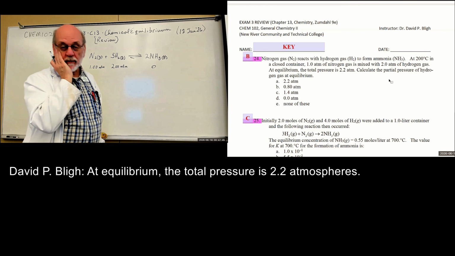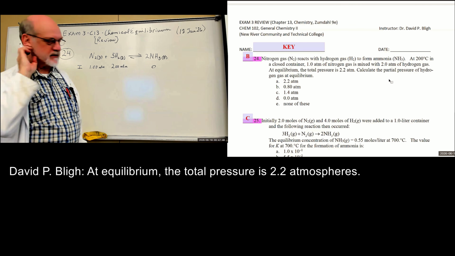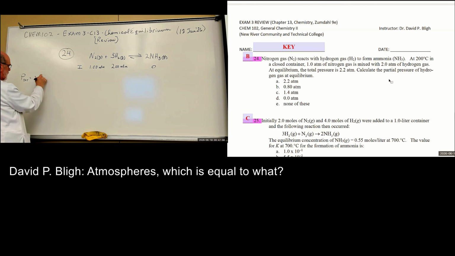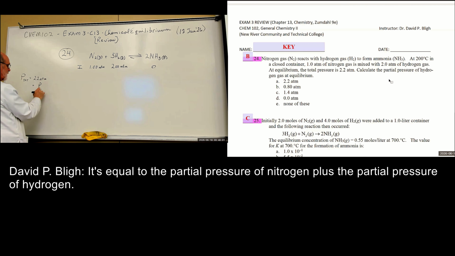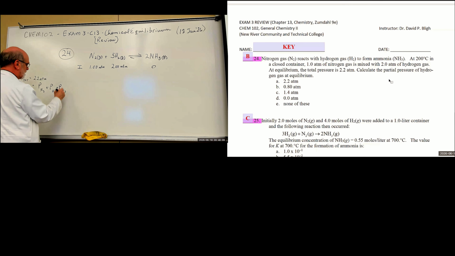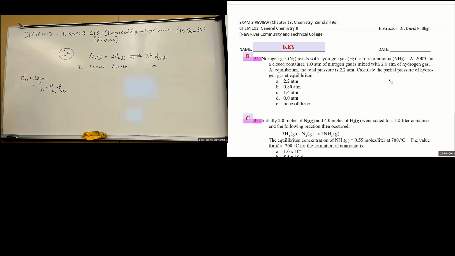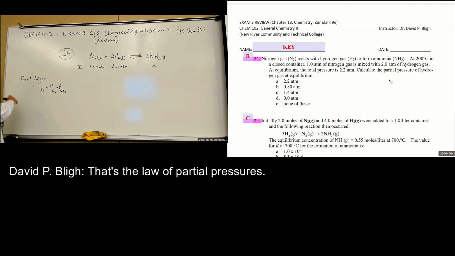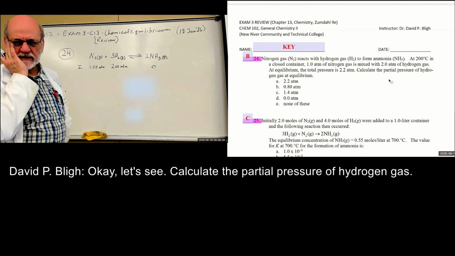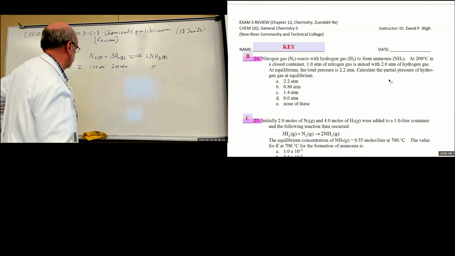Okay, at equilibrium, the total pressure is 2.2 atmospheres, which is equal to what? It's equal to the partial pressure of nitrogen plus the partial pressure of hydrogen plus the partial pressure of ammonia. That's the law of partial pressures. Okay, let's see. Calculate the partial pressure of hydrogen gas.